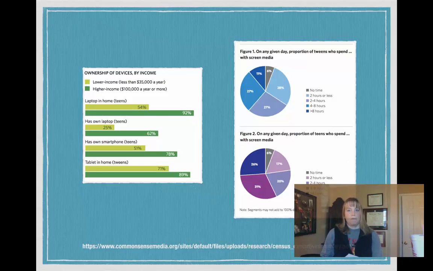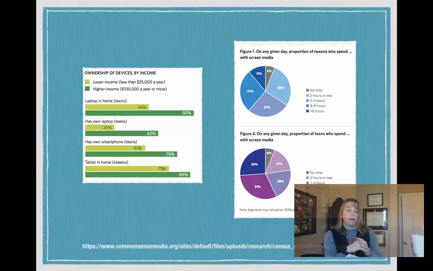The other thing I think that's important to consider is the socioeconomic status and the gap that we still see today in terms of access to technology. If you'll notice the green and lime green table there, it talks about ownership of devices by income. Lower income is that light green, less than $35,000 a year. Notice 54% of those teens have a laptop in the home, compared to the higher income of $100,000 a year or more, which has 92%.